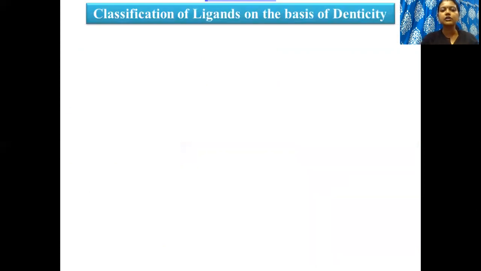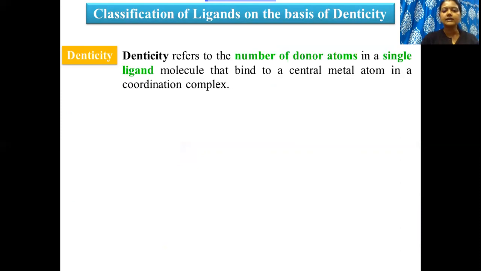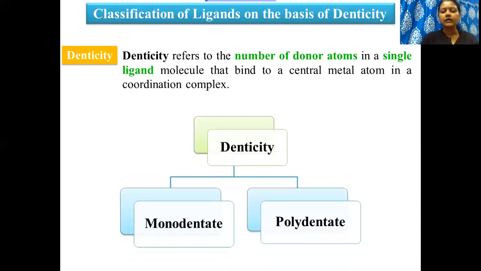The classification of ligands on the basis of denticity is very important. But first we have to know what denticity is. Denticity refers to the number of donor atoms in a single ligand molecule that can bind to the central metal atom in a coordination complex. Now denticity can be divided into two types, monodentate and polydentate. Polydentate ligands are further classified as bidentate, tridentate, etc., which we will learn gradually in this lecture.